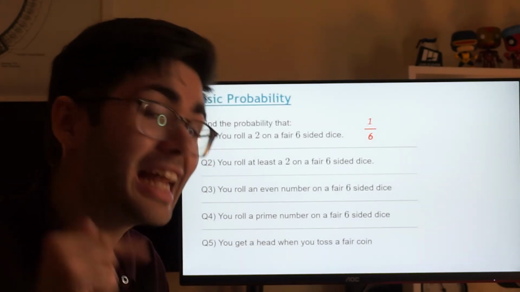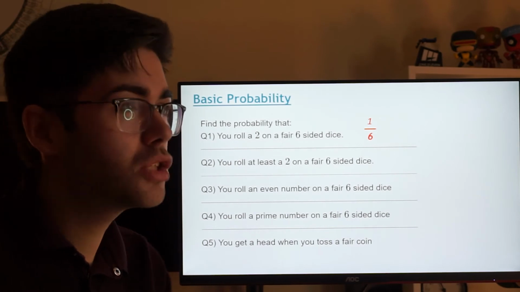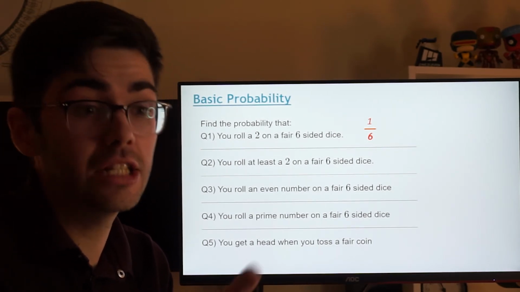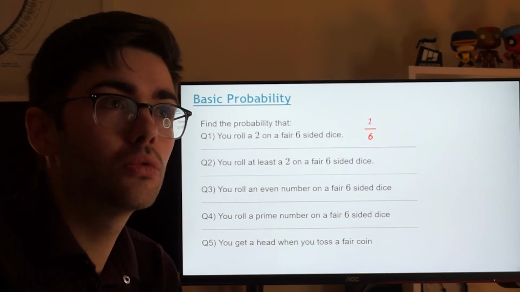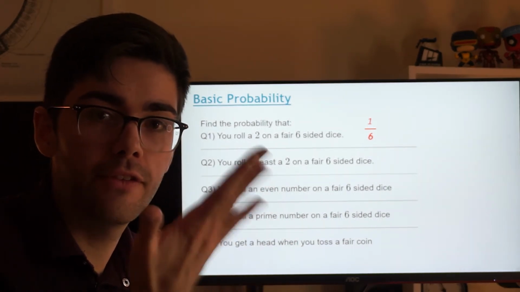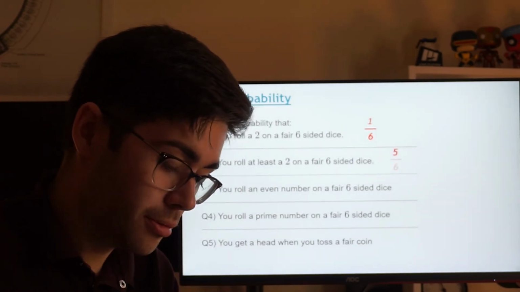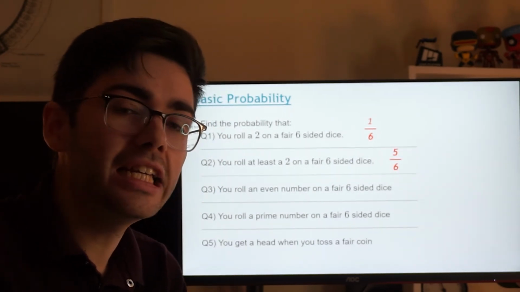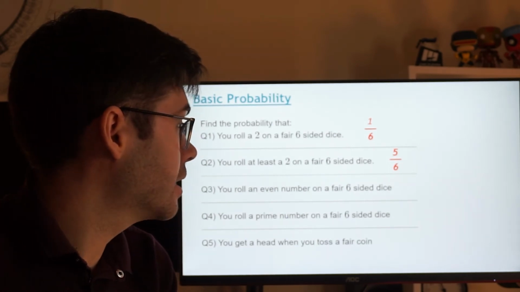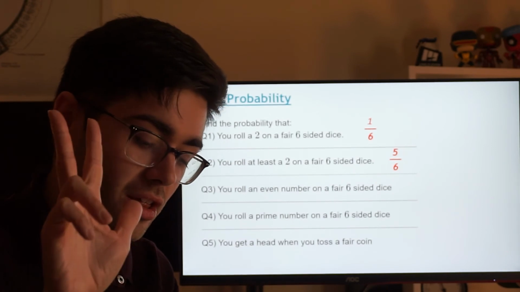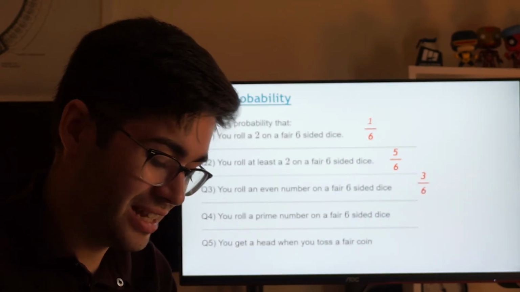What's the probability you roll at least a 2? So what does it mean by at least a 2? If I say you're playing Monopoly, you're in jail, you have to roll at least a 2 to get out of jail. That means you could roll a 2, a 3, a 4, a 5 or a 6. 5 options out of 6. That's your probability, 5 out of 6. You roll an even number on a fair 6-sided dice. How many even numbers are there? 2, 4, 6. 3 options out of 6, that's your probability.